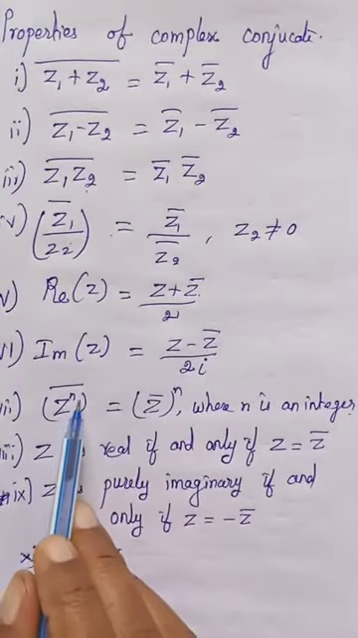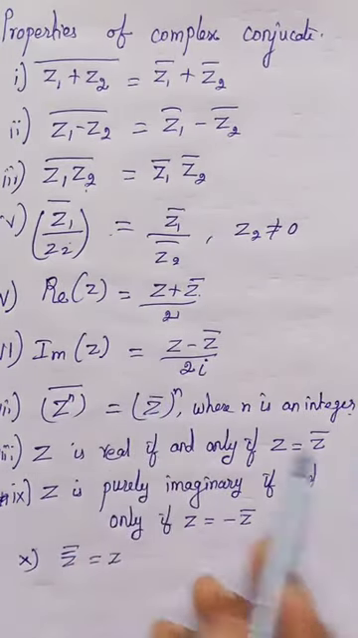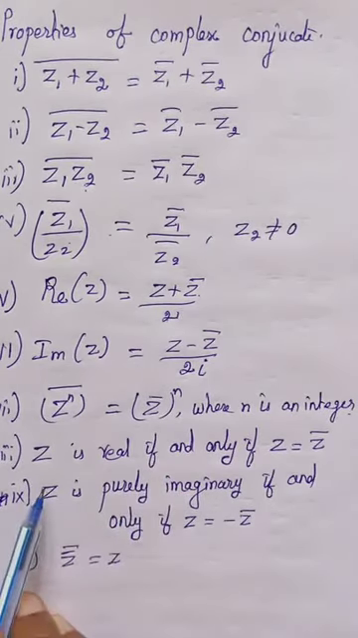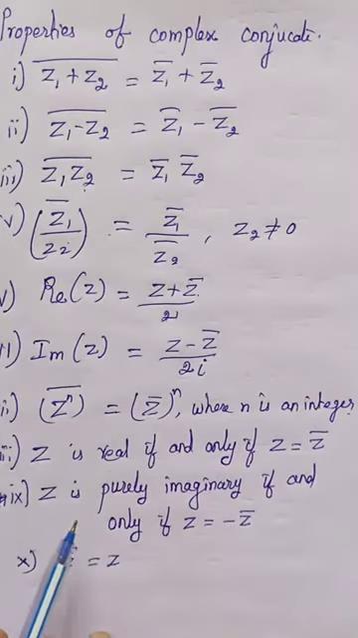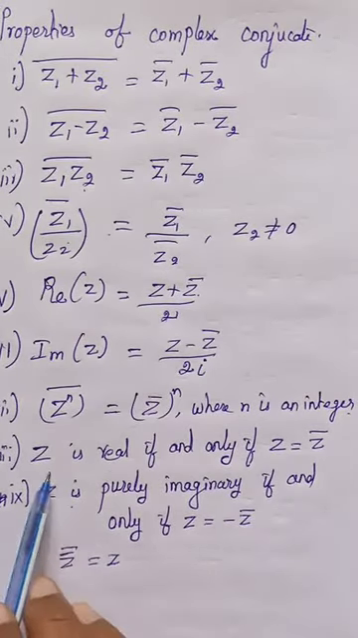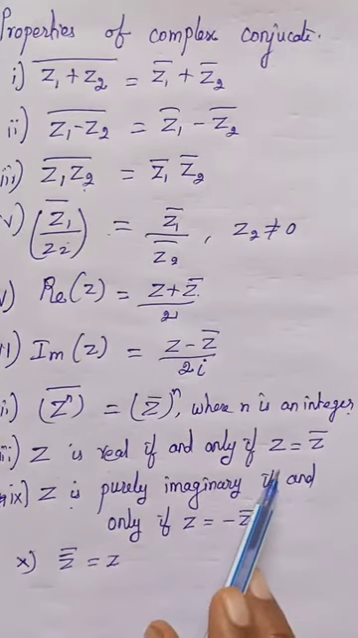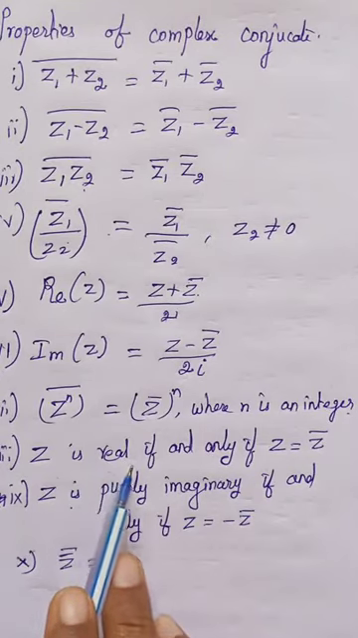Z power n the whole bar is equal to Z bar the whole power n, where n is any integer. Now Z is real means Z and Z bar will be equal. Z is real if and only if Z equals Z bar. The same way, if Z equals Z bar, we can say that Z is real.